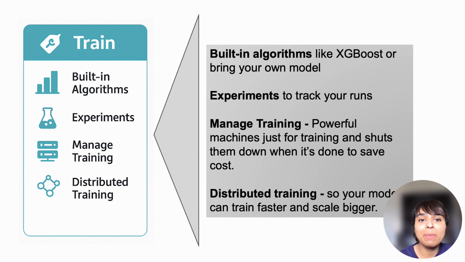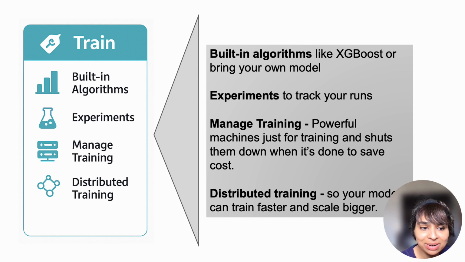The next one is managed training. Now here, let's say you write a training script or choose one, and SageMaker can automatically spin up that powerful virtual machine just for that job. Let's say you need a GPU for training your model. Done. SageMaker handles the provisioning, the scaling, and the cleanup of that machine.